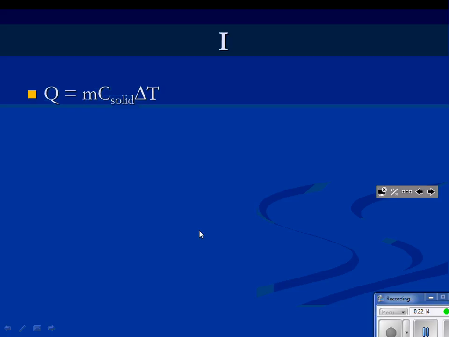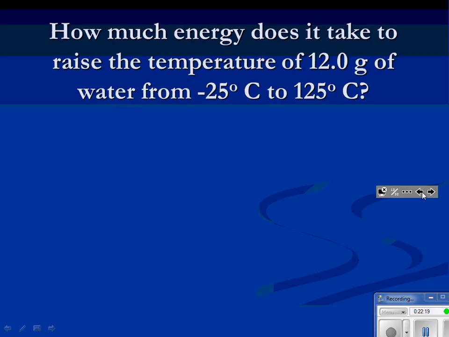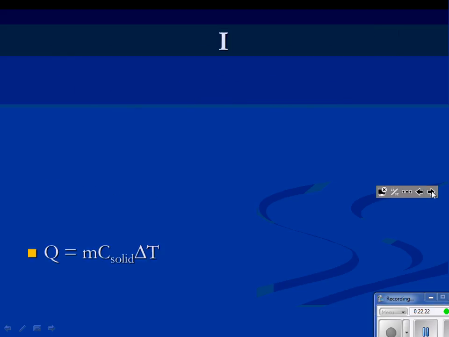What was our mass for this one? Go back, the mass was 12.0 grams of water. So my mass is 12 grams. My C of the solid, I need to go to my reference table, and you should have that reference table out at your desk. If you look on the reference table, the specific heat of ice is 2.100 joules per gram times degrees Celsius.